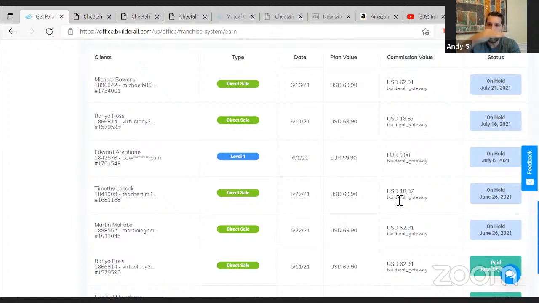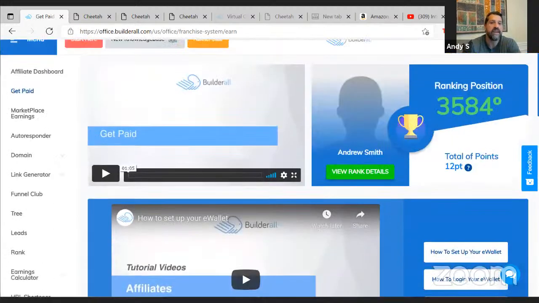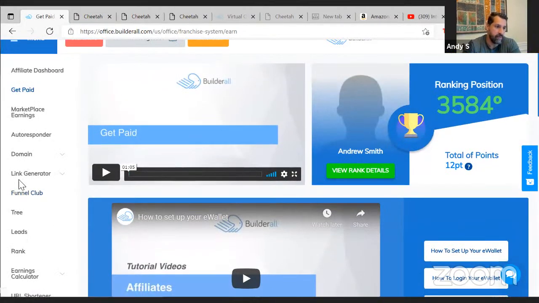$18.87. If they sign someone up and that person decides to start using it, the first month you get 0 because that 100% goes to them. But then after that, they make you $18.87 every month. Okay, so when you look at this, these numbers can get big very quickly.